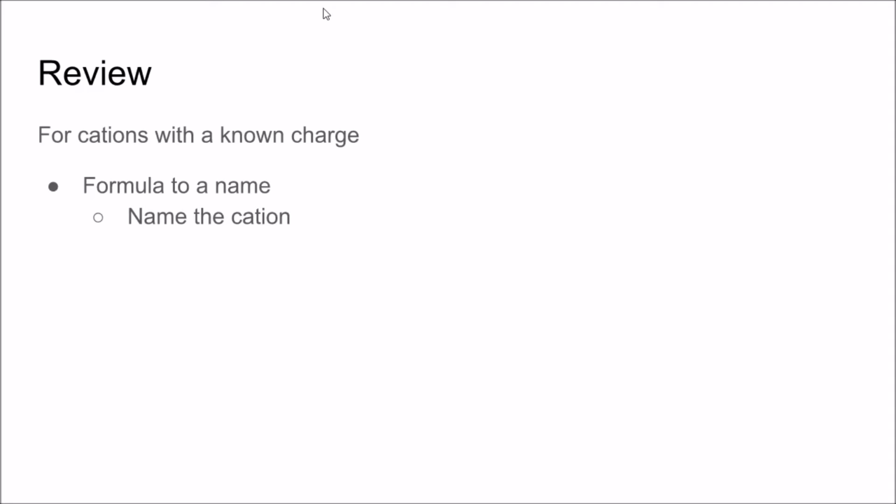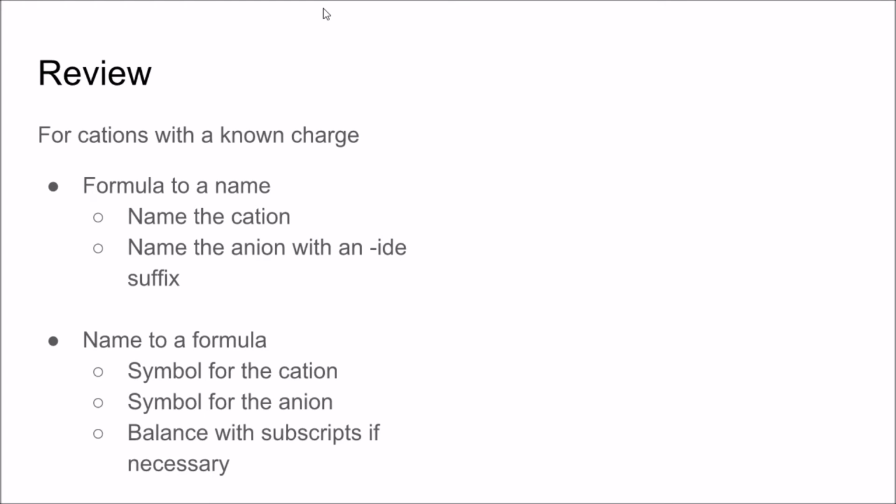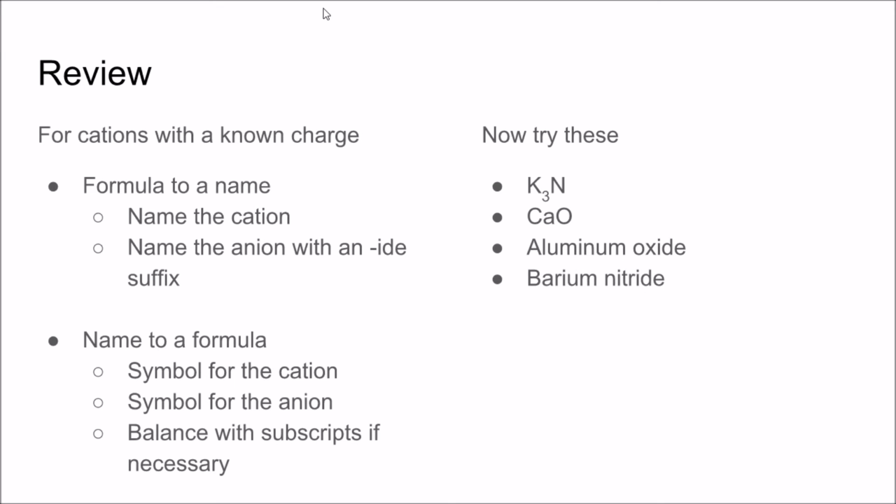Let's review. So for cations with a known charge, if we're going from a formula to a name, we need to name the cation and then name the anion with an -ide suffix. If we're going to go from a name to a formula, we give the symbol for the cation, the symbol for the anion, and we balance with subscripts if necessary. So now let's try these. K3N, CaO, aluminum oxide, and barium nitride.